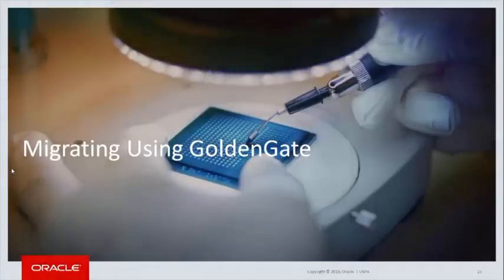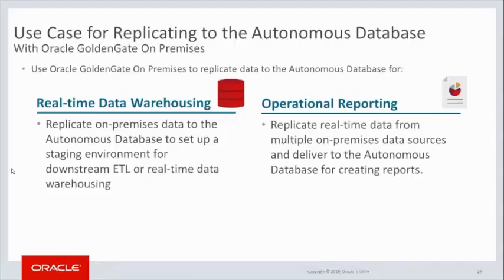Migrations to ADB using Oracle GoldenGate. Good uses for GoldenGate to replicate information to Autonomous Database include using Oracle GoldenGate on-premises to replicate data to Autonomous Database for real-time data warehousing, replicating on-premises data to the Autonomous Database to set up a staging environment for downstream ETL or real-time data warehousing. For operational reporting, replicate real-time data from multiple on-premises data sources and deliver to the Autonomous Database for creating reports.